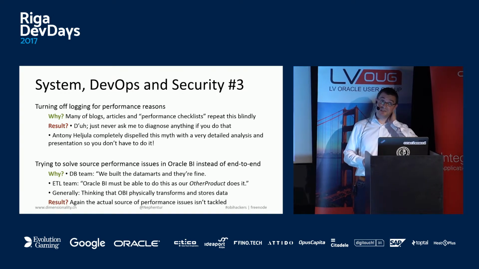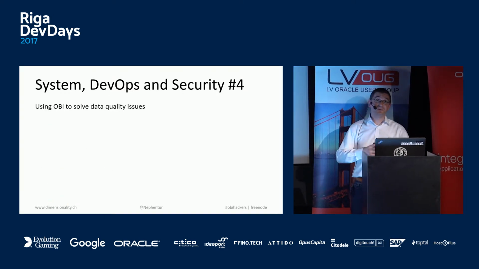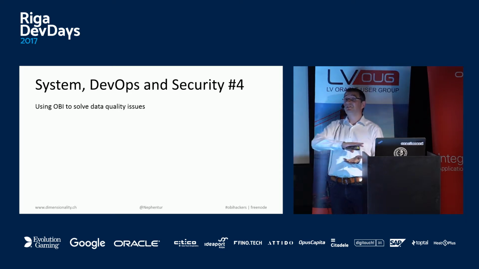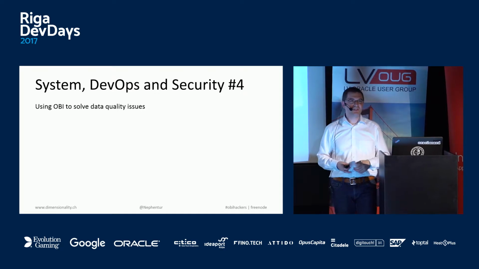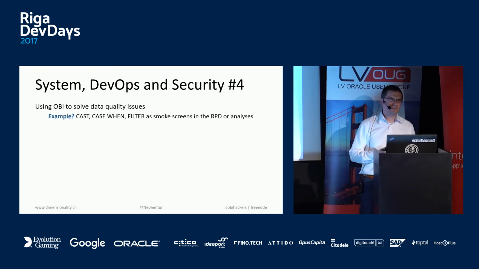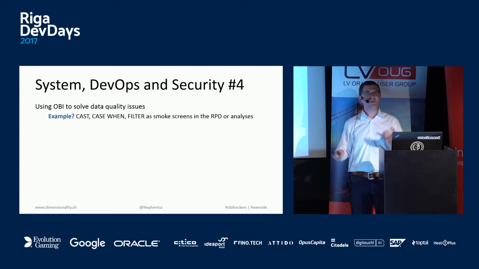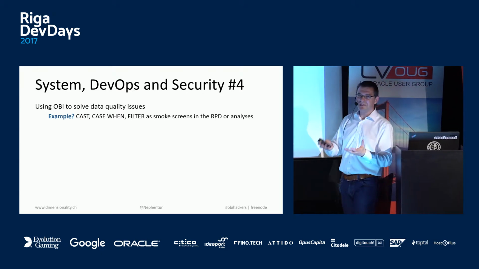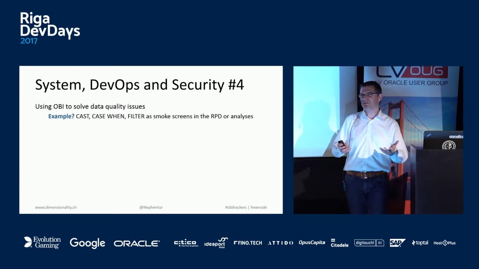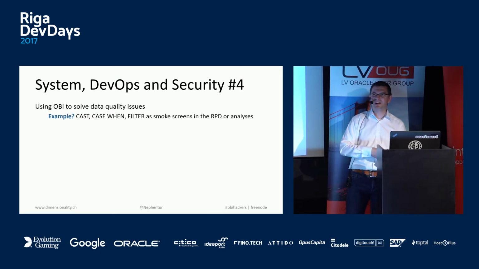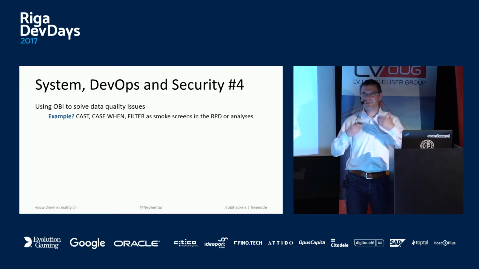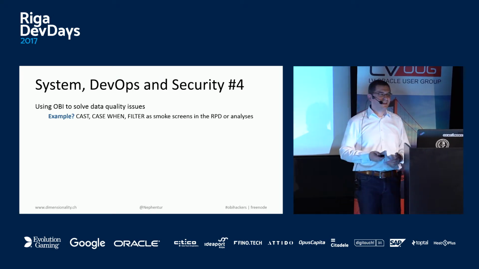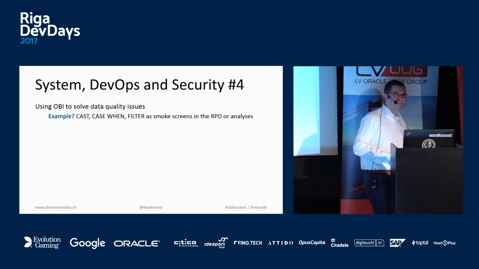Likewise for data quality issues. Don't use OBI to put a nice rug over your data quality issues by doing stuff like, and everybody who's writing reports will say, oh yeah, but we're doing this all the time. We're creating bins that don't exist in the data. We're casting stuff because the data doesn't flow in nicely. And well, okay, I get it. Sometimes it's necessary. But again, you're hiding the problem.